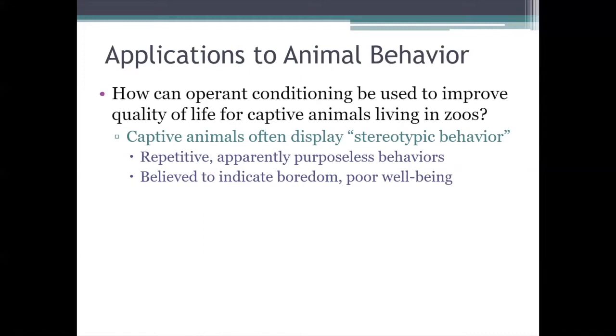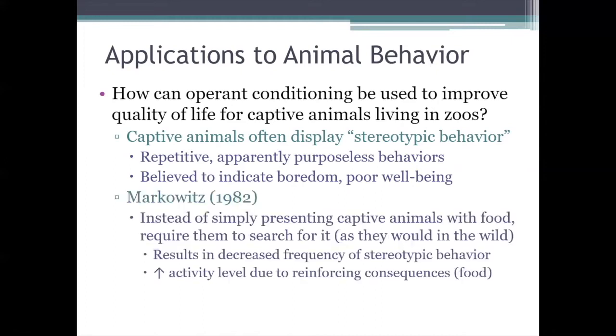Now, one reason that these stereotypic behaviors may occur in captive animals could be that the environment they're living in is deficient. It just doesn't provide them with enough things to do. So, for example, whereas wild animals have to search for their food, such as by foraging, captive animals typically have their food provided for them, right? So they don't have to do anything to obtain it. And like I said, these animals often act like they're bored.